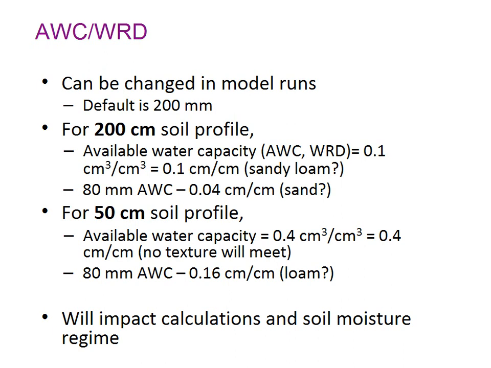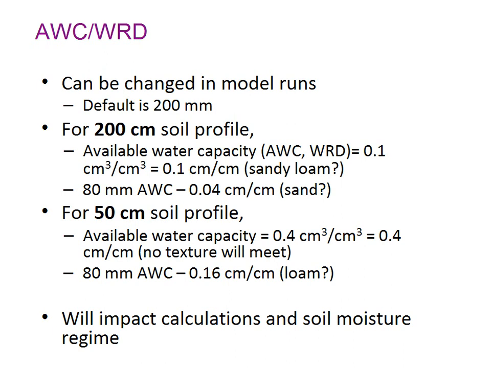Let's talk a minute about available water holding capacity, or if you've dealt with laboratory data sheets, it's called water retention difference. They're equivalent. As I said, the default is 200 millimeters. What does that mean? So if you say you have 200 millimeters of water in a 200 centimeter soil profile, that means that every centimeter has 1/10 of a centimeter of water.